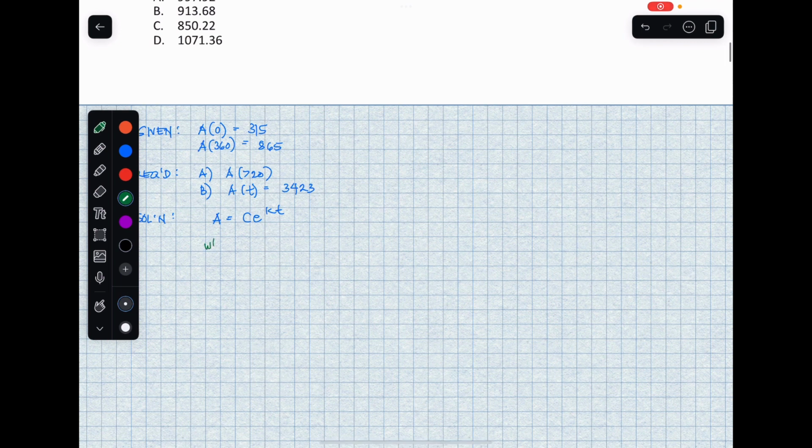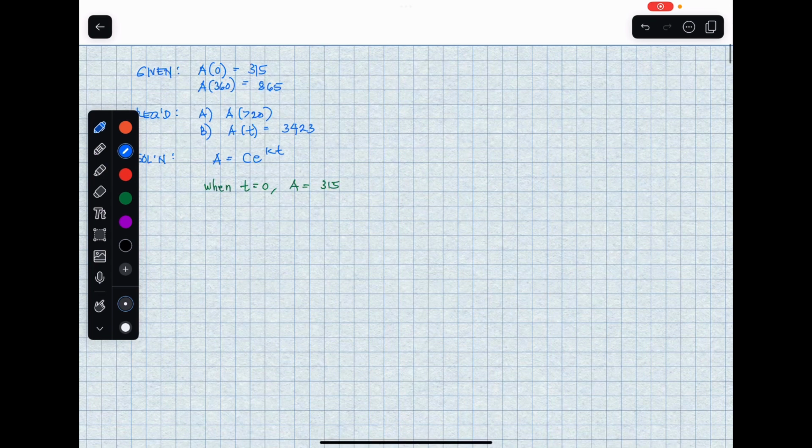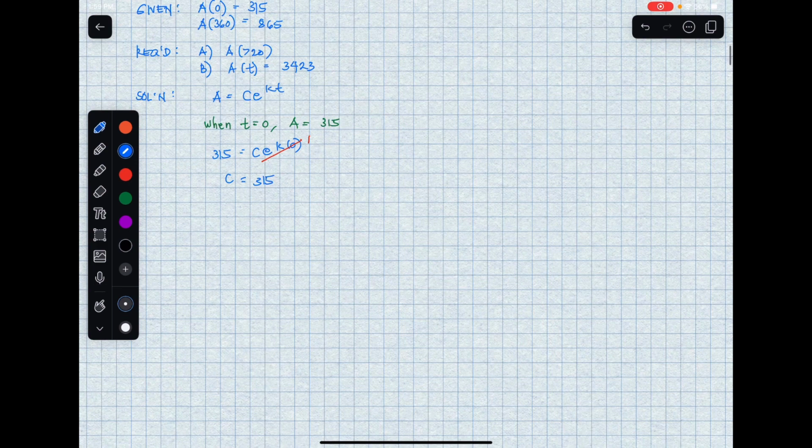When time is equal to 0, the number of bacteria is 315. So we substitute it. A is 315, so C e^(K), our time is 0. Thus, this is 1, and therefore C is equal to 315. We substitute it into our original equation. So A then will be equal to 315 e^(KT).